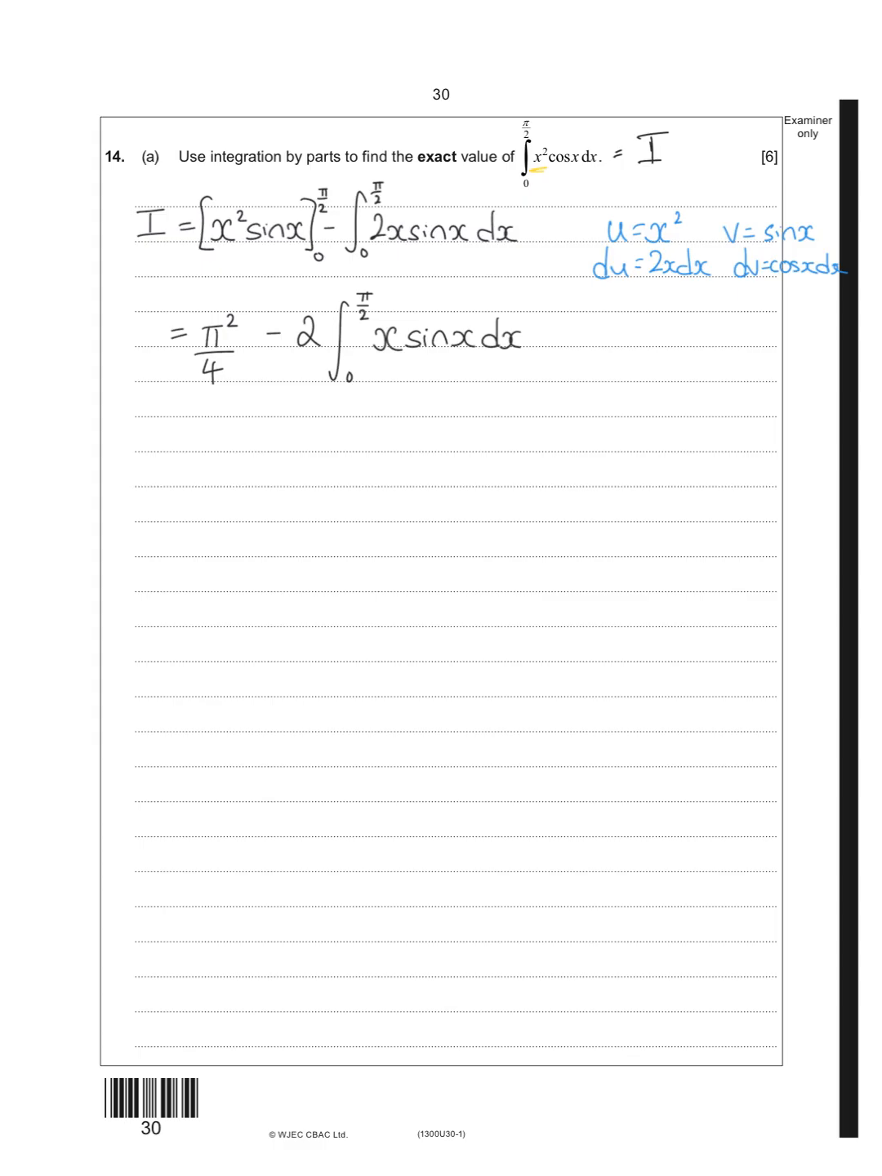u equals x, du equals dx, which means dv is everything that's left, which is sine of x dx, and so v is minus cos of x. So I can go through and do my second round of integration by parts. So I've got that there, minus 2 times, and then I've got uv again, so minus x cos x, evaluated between 0 and pi by 2, minus the integral of v du.